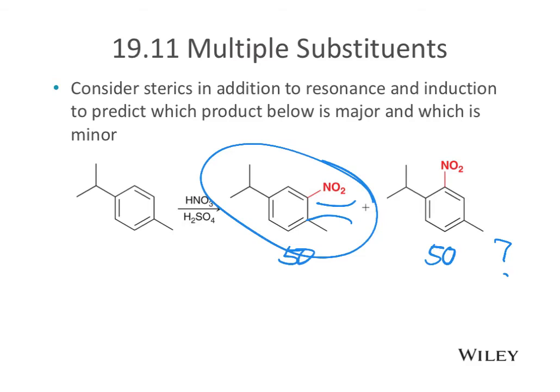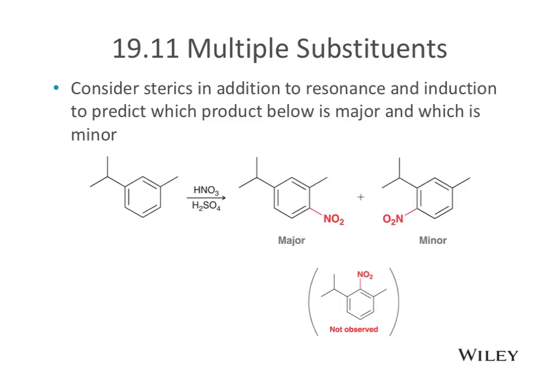Whereas if we put the nitro here, there's more steric interaction with that larger isopropyl group. So I think we're going to want to go ortho to the smaller, weak activator. Sorry about that. Let's go to the next slide where we bring in a slightly different version of the same kind of question.